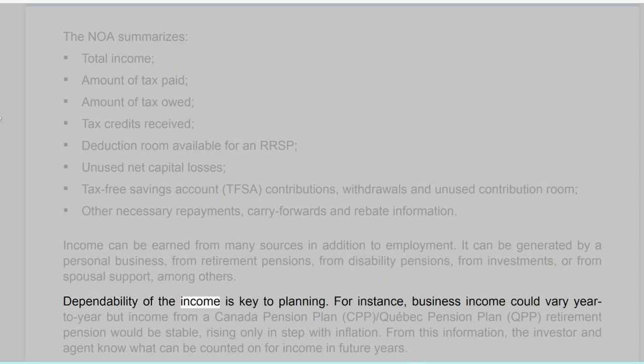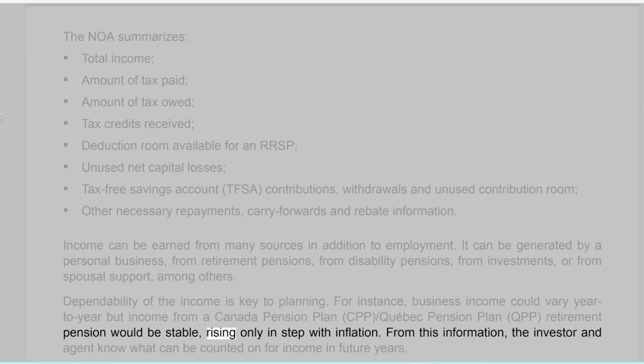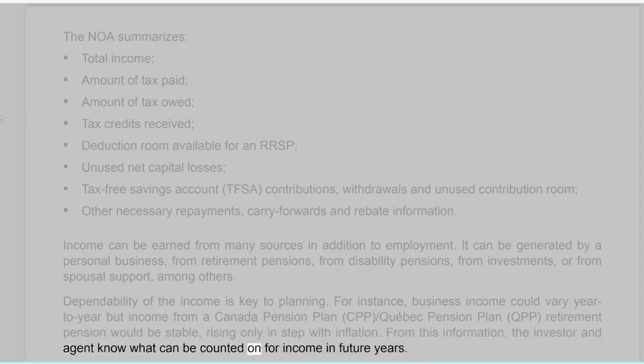Dependability of the income is key to planning. For instance, business income could vary year to year, but income from a Canada Pension Plan, CPP, / Quebec Pension Plan, QPP, retirement pension would be stable, rising only in step with inflation. From this information, the investor and agent know what can be counted on for income in future years.